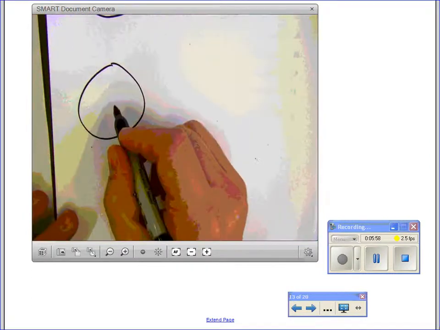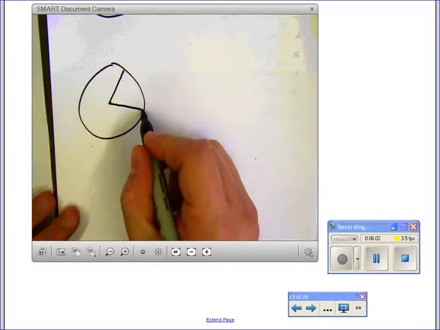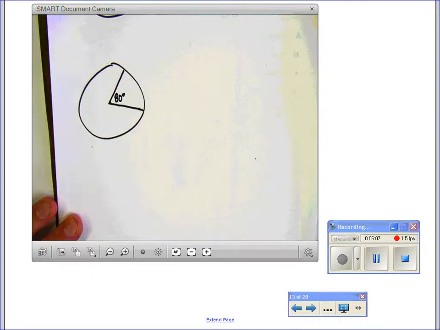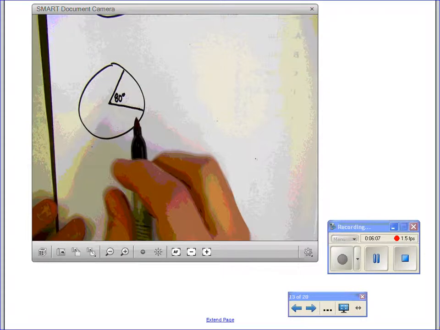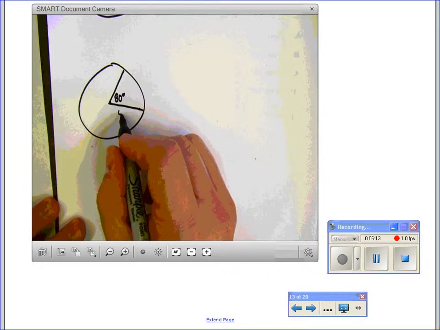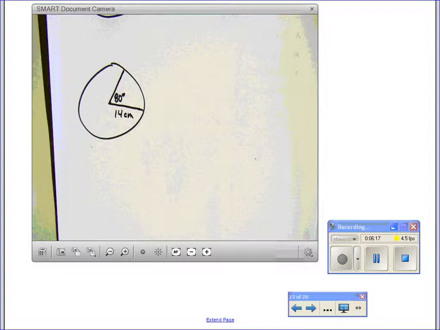All right, let's try this one. Let's put in this angle. Let's say our angle is 80 degrees. And let's say our radius is, I'm going to use something different, let's say 14 centimeters.